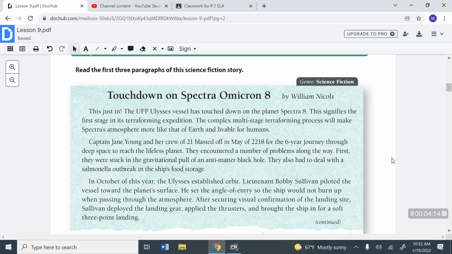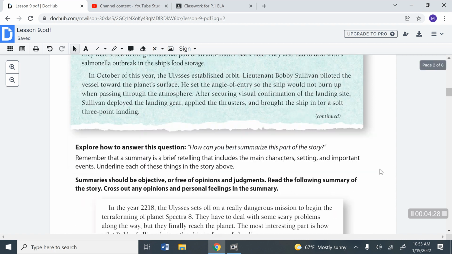He set the angle of entry so the ship would not burn up when passing through the atmosphere. After securing visual confirmation of the landing site, Sullivan deployed the landing gear, applied the thrusters, and brought the ship in for a soft 3-point landing.